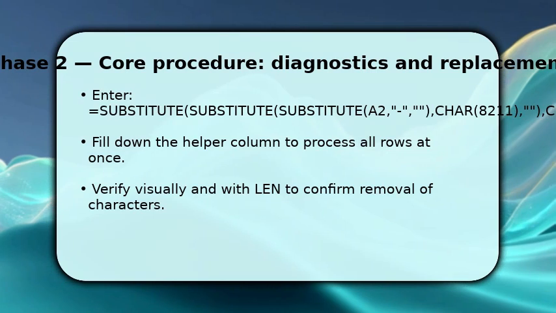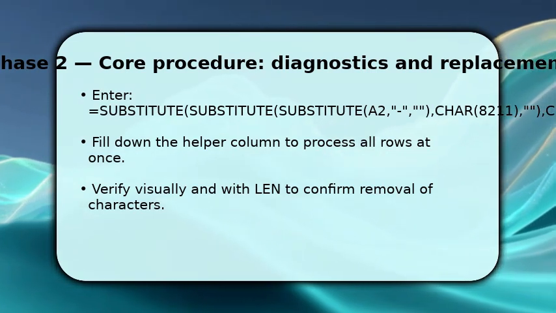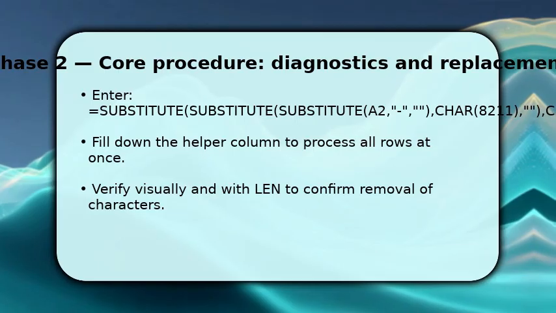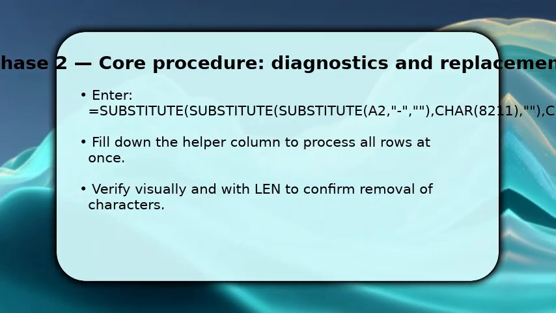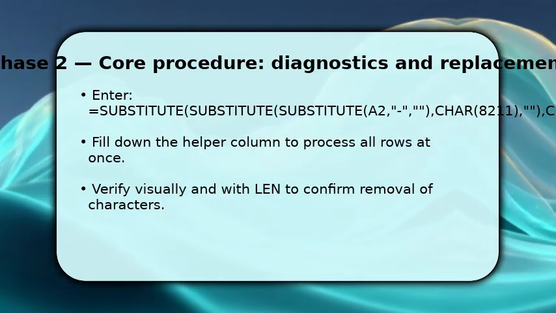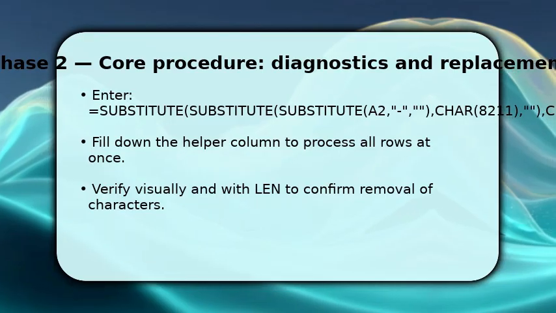You now enter the full nested SUBSTITUTE in the helper cell. SUBSTITUTE three times: one for the hyphen, and two for CHAR 8211 and CHAR 8212, so every dash variant is stripped. After typing the formula, press enter and then fill down to apply to the whole column.